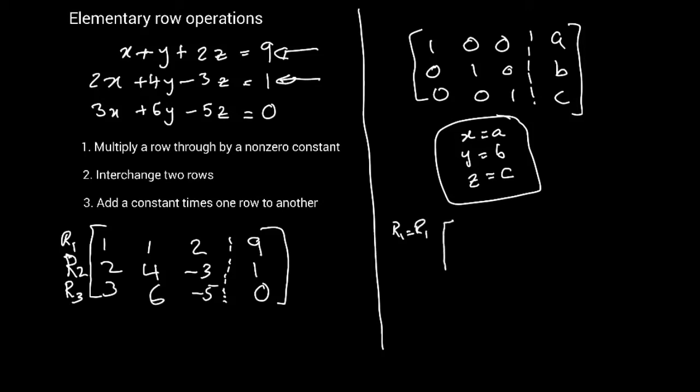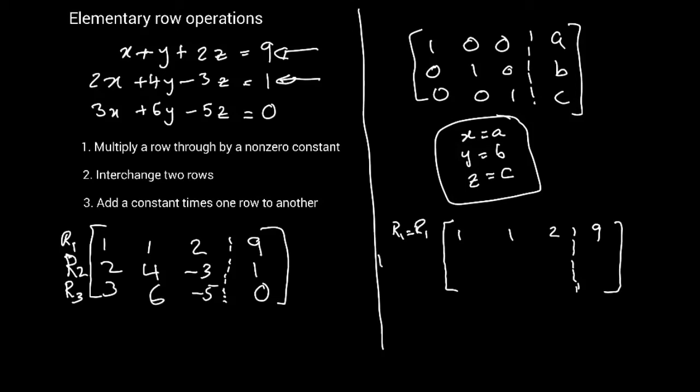So let me write the new matrix here. The first row remains unchanged. You don't need to do anything to it. And the second row, on the other hand, will require some changes, and the changes are as follows.